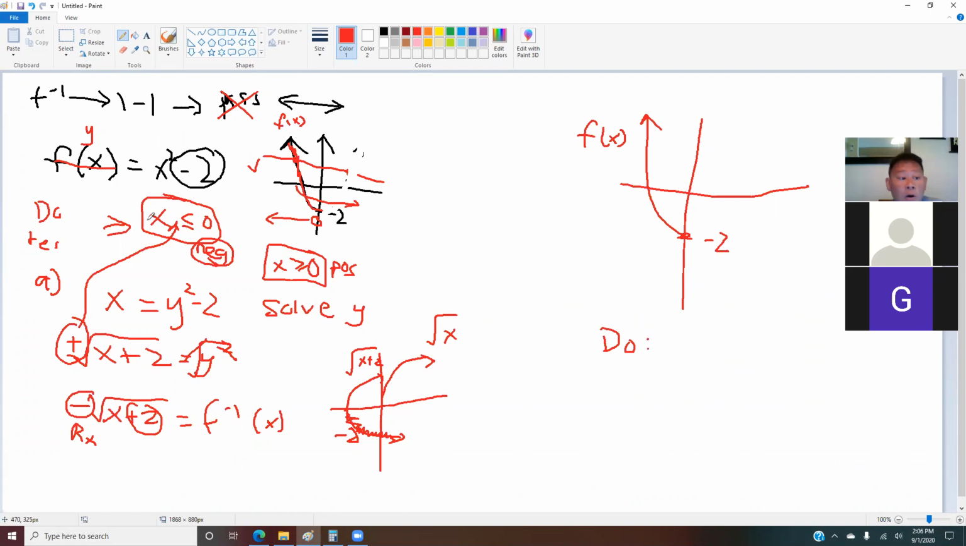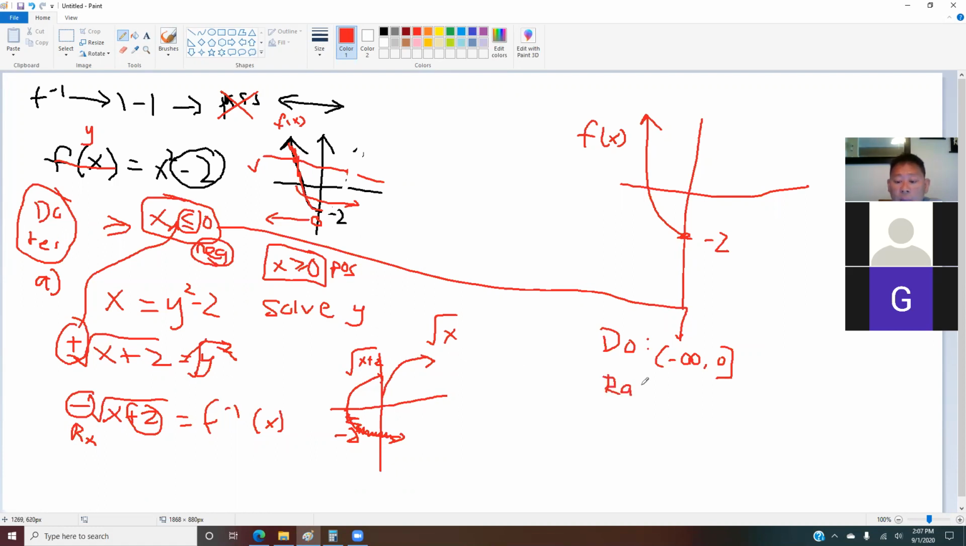And if you do not know, it's already given to us by the domain restriction. Remember, they give us a domain restriction. That is the domain in this case. So your domain is from negative infinity to 0, and it's a bracket because there's an equal sign right here. And what is the range of this graph?